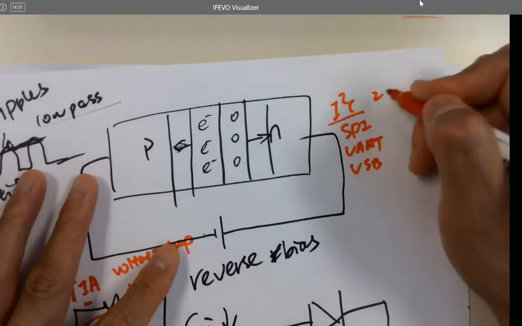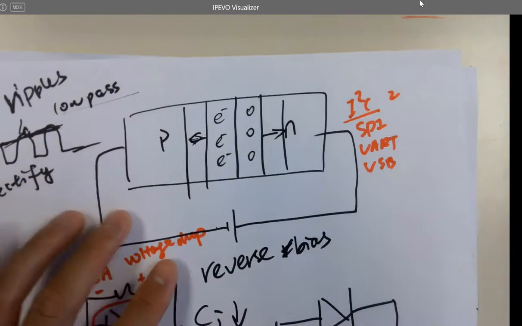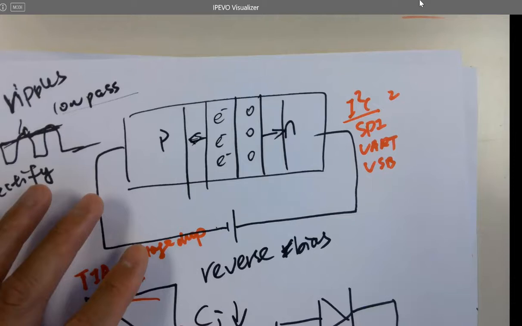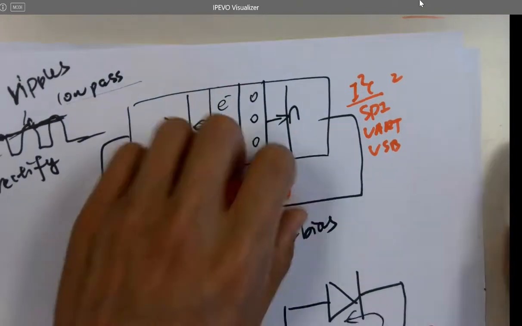No, 2. 8 is not good. 2. So just 2 wires for all the communication. One is clock, one is data. Just one line for data. It's amazing. So we need to follow a protocol.